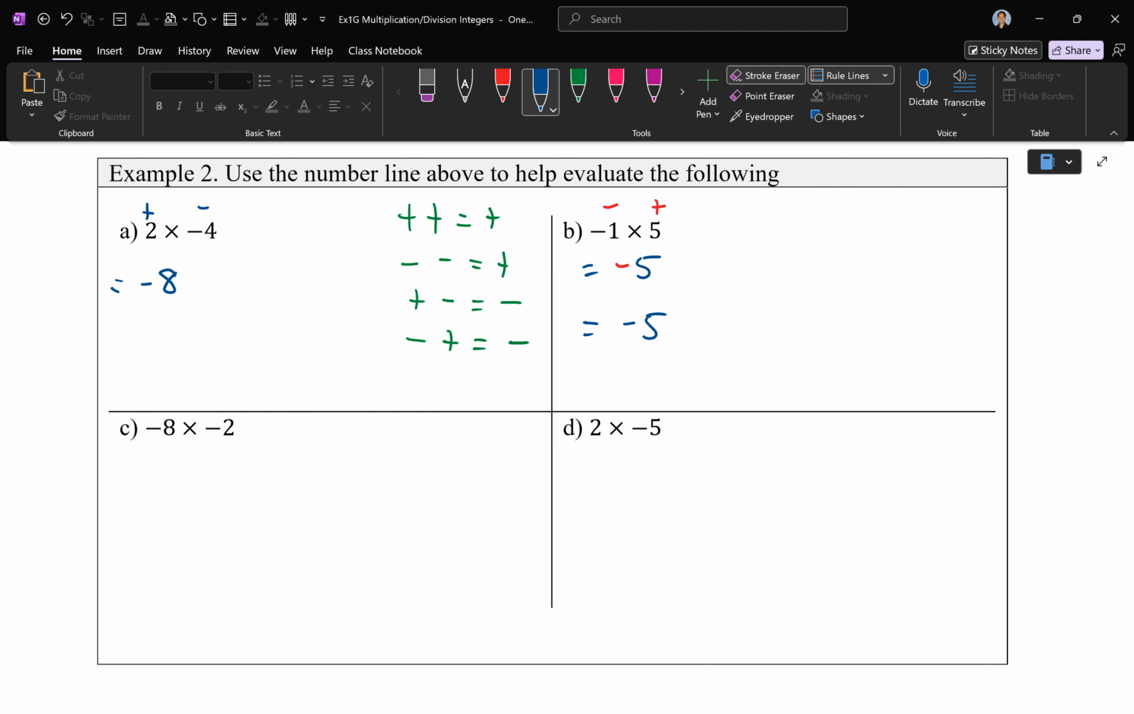Okay, let's do another one. 16. Who said 16? Attila, yes. So again, 8 times 2 is 16.